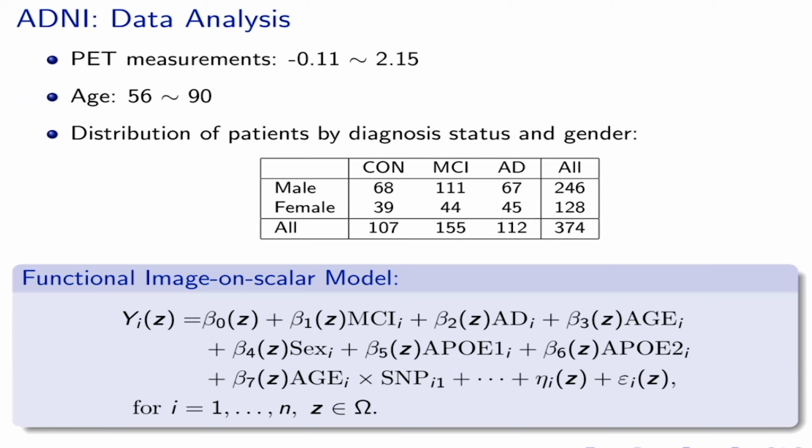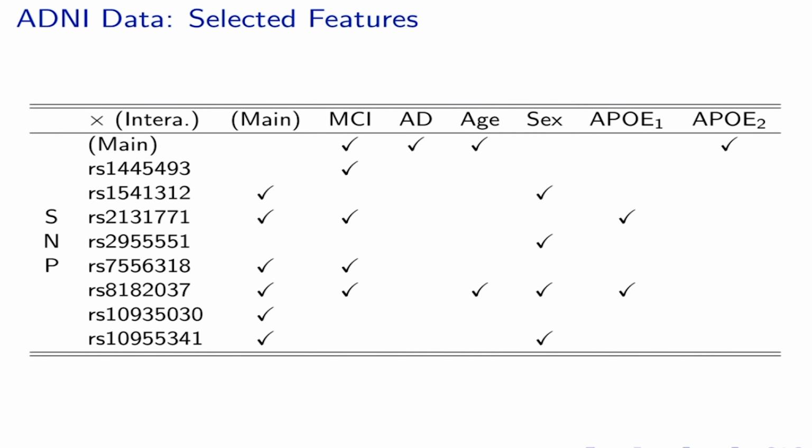We apply the image-on-scalar model to analyze this data set. So we incorporate a dummy variable for the diagnosis status, and we have age, we have sex, we have the ApoE, and we have the interactive effects. And this is a selected features table.